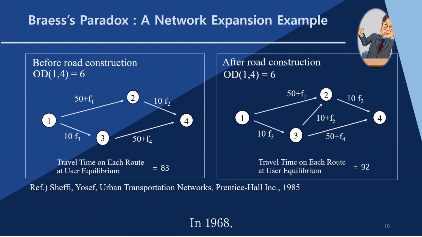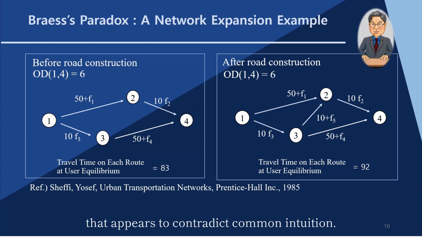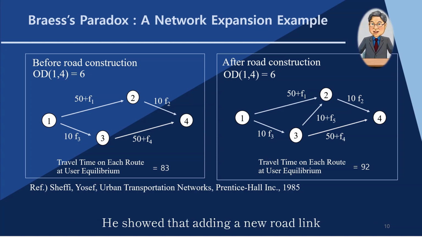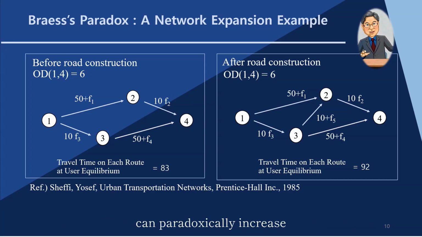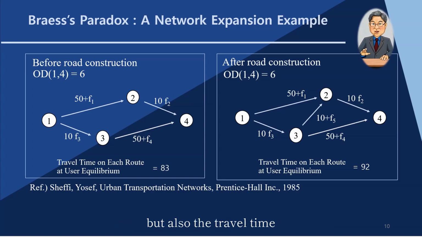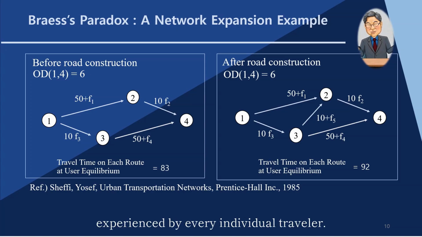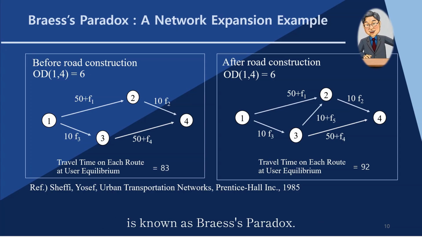In 1968, the German mathematician Braess described a phenomenon that appears to contradict common intuition. He showed that adding a new road link to a transportation network or increasing roadway capacity can paradoxically increase not only the total travel time of the network, but also the travel time experienced by every individual traveler. This counterintuitive phenomenon is known as Braess's paradox.